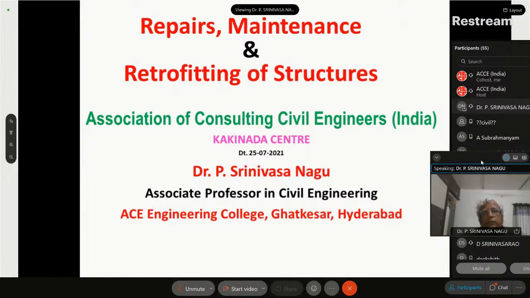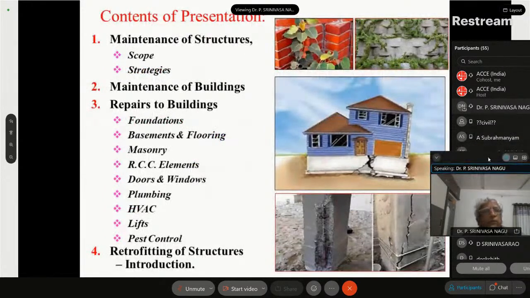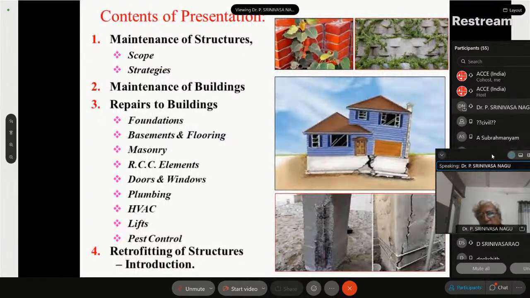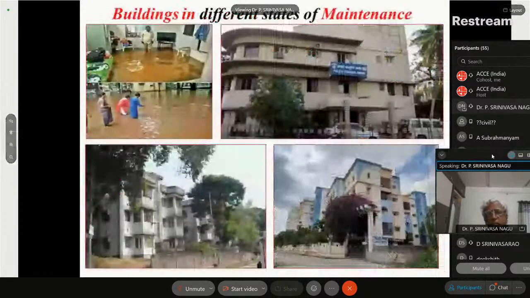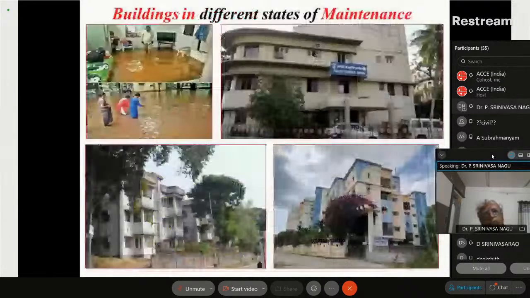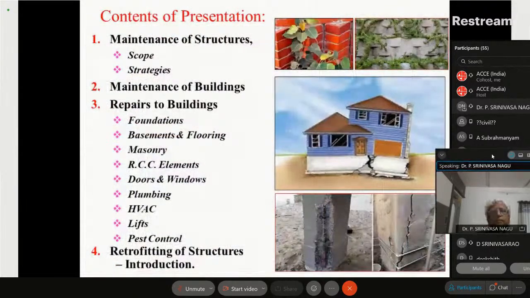We'll be going through these topics, especially the maintenance of the structures and repairs of the buildings, which will be the main contents. We'll have a small discussion about retrofitting, and we'll continue it. I am not going in the same sequence, especially for the repairs to the buildings. I have clubbed a few things, and we'll be covering it that way.